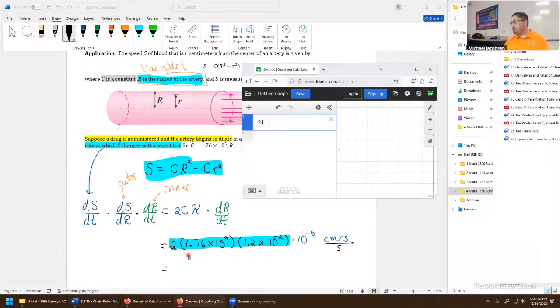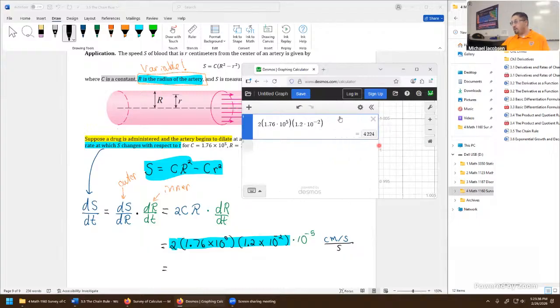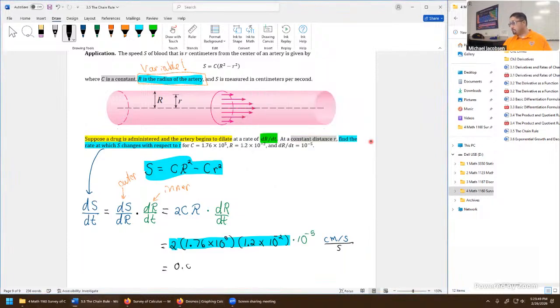We have 2 times 1.76 times 10^5, times 1.2 times 10^-2. If I can get back there, there we go. And this is one of those calculator problems where we need a lot of horizontal space, times 10^-5. And this is acceleration, 0.04224, in units of centimeters per second squared.